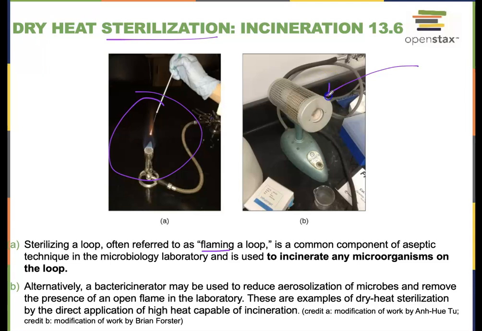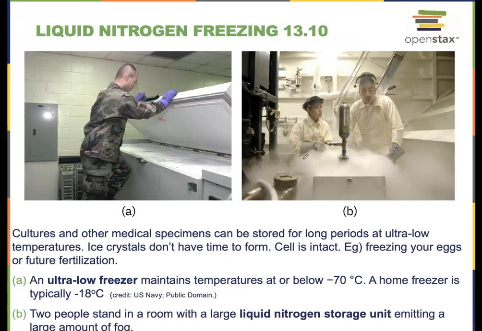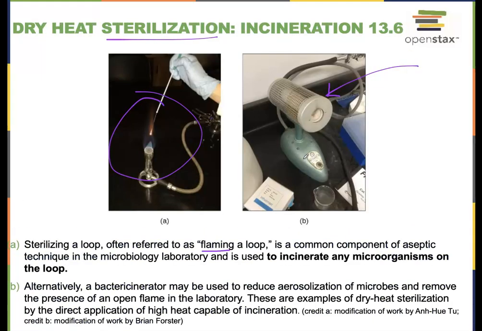This is something that you can also find in lab. This is like in the future, you might see these. This is an electric, it's kind of like a toaster, right? It's an electric coil. You would put your loop inside here and it gets very, very hot. So it's the same process, but instead of a flame, you would have this device. All right, I think that's it. So dry heat sterilization, we're going to talk about incineration.